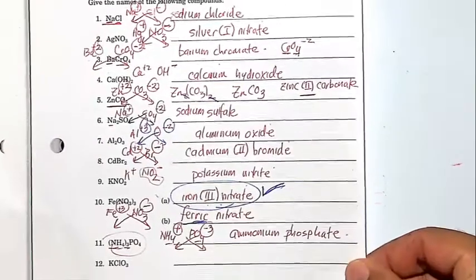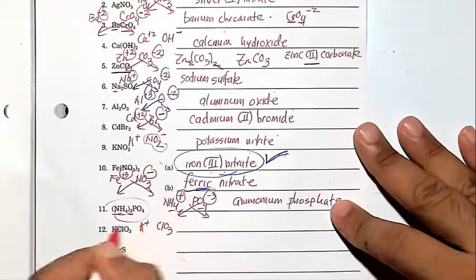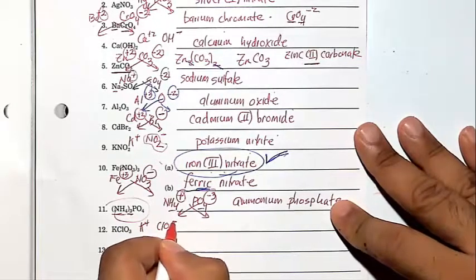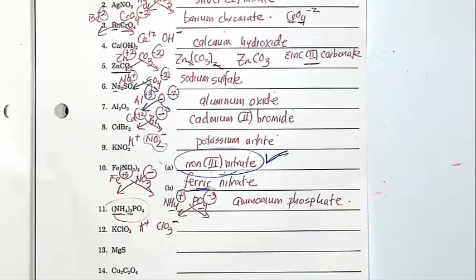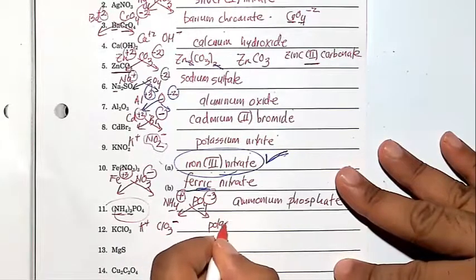One more here. Potassium is K+. Here's a polyatomic ion, ClO3, it's minus. That's one of those strange oxo anions here. This is actually called the chlorate ion. So this is potassium chlorate.